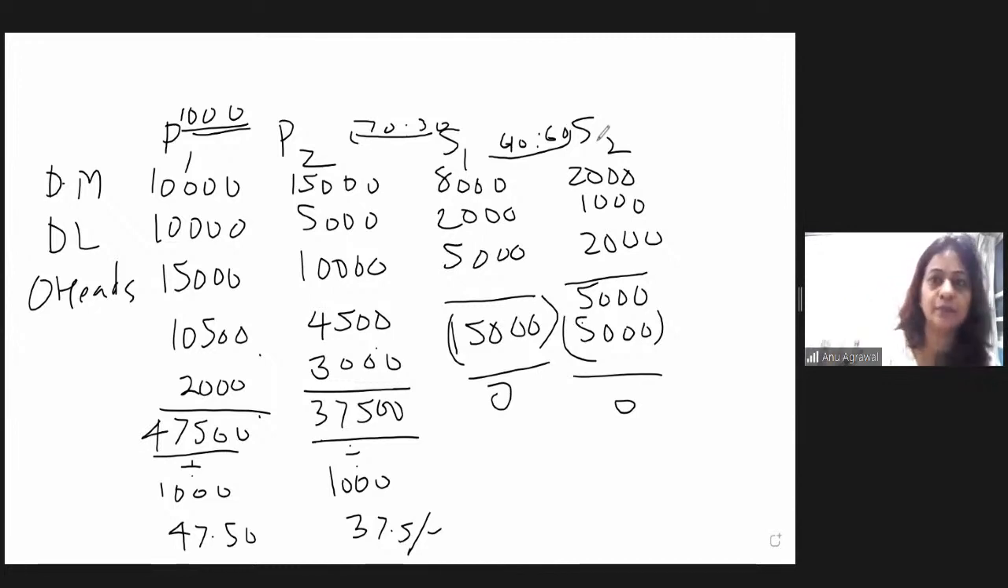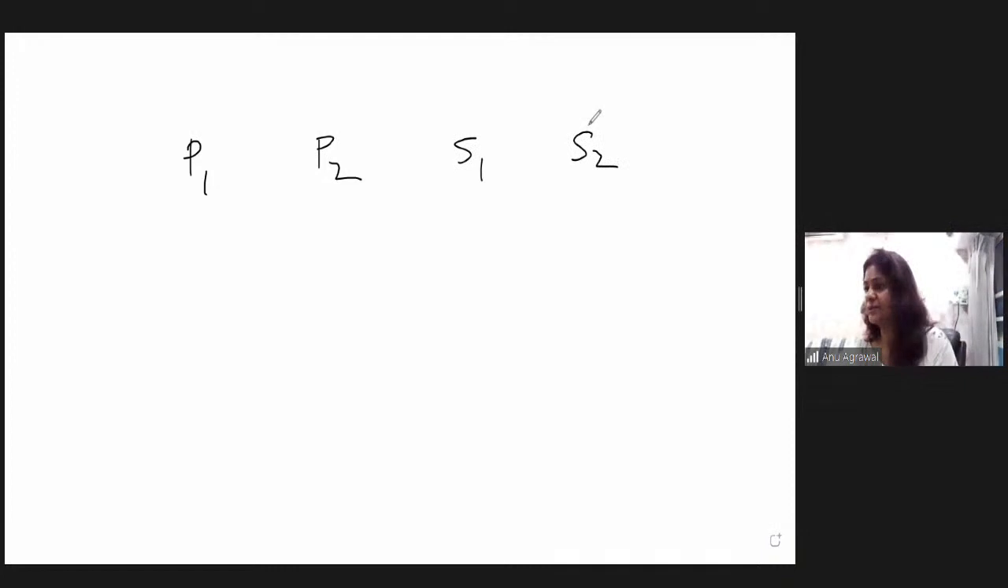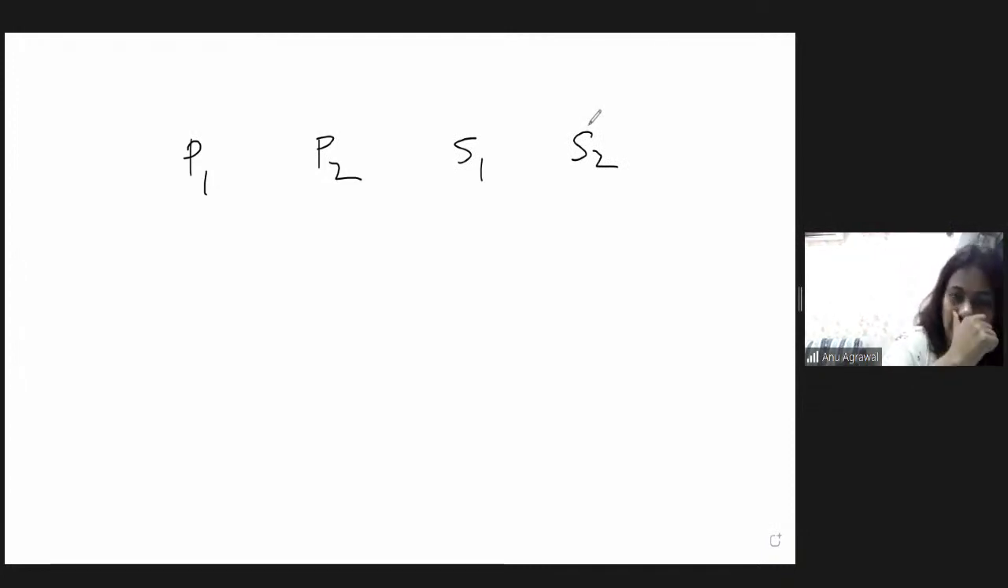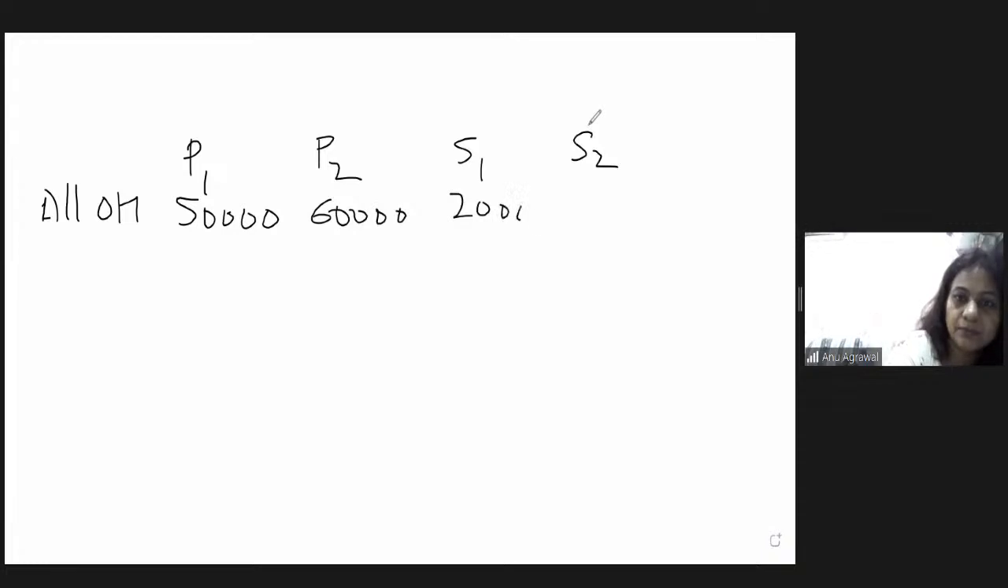Okay, I'll do it. Let us say we have got P1, P2, S1, S2. We've got 4 departments, and let us say I'm telling you the finally allocated overheads happen to be, let's say, 50,000, 60,000, 20,000, 10,000.